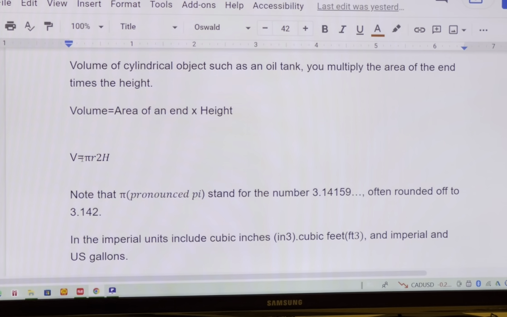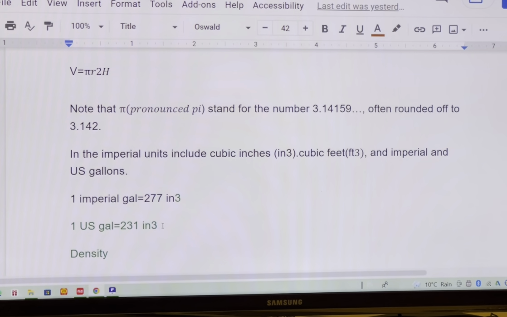Here volume equals pi times R squared times H. H means height. Note that the pi here is 3.14159, and the digits never end, they never circle back.